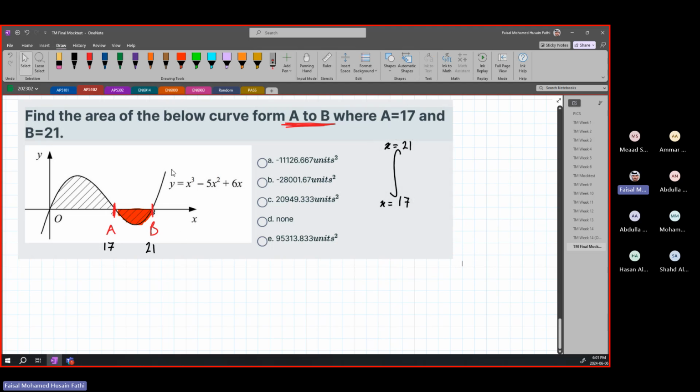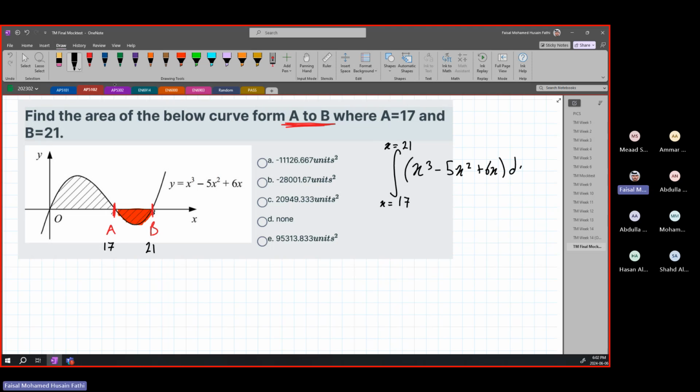Okay, and now they've given you the formula of the curve itself, so it's just the integration of y, which is x cubed minus 5x squared plus 6x dx. And now you just integrate normally. So the first thing you will do is integrate it normally. So x cubed becomes x^4 over 4, minus 5x squared becomes x cubed over 3, plus 6x becomes x squared over 2. All right, from 17 all the way to 21.